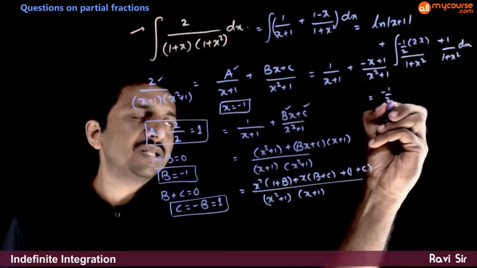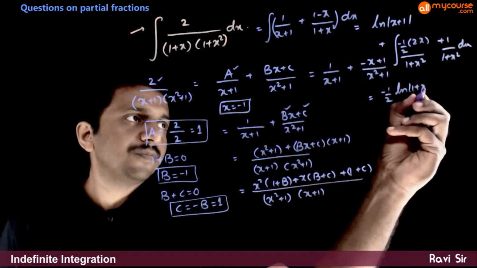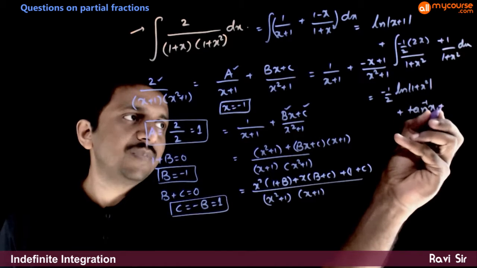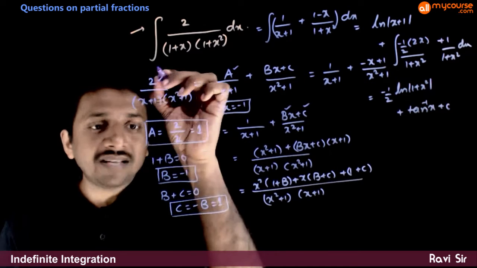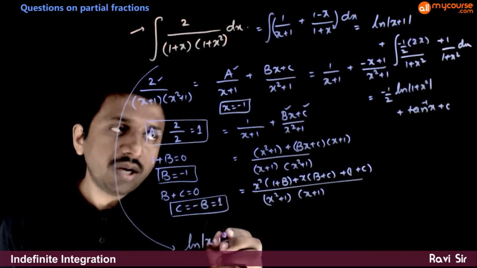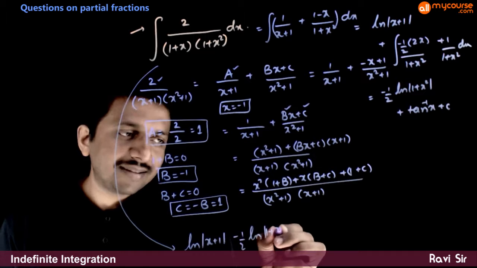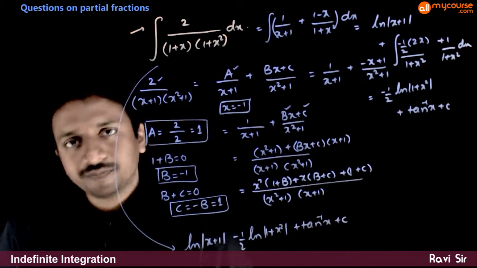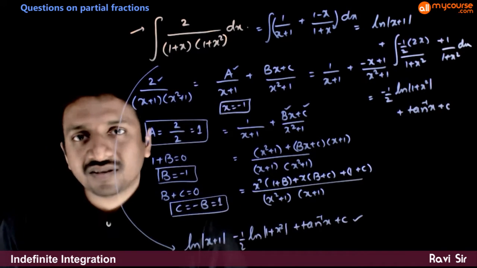So that is equal to minus 1 by 2 times the differentiation by function, that is log (1 plus x square), plus 1 by (1 plus x square)'s integration is tan inverse x plus c. So effectively the final answer is nothing but ln mod x plus 1 minus half ln (1 plus x square) plus tan inverse of x plus c. So this is the required integration of this integral.